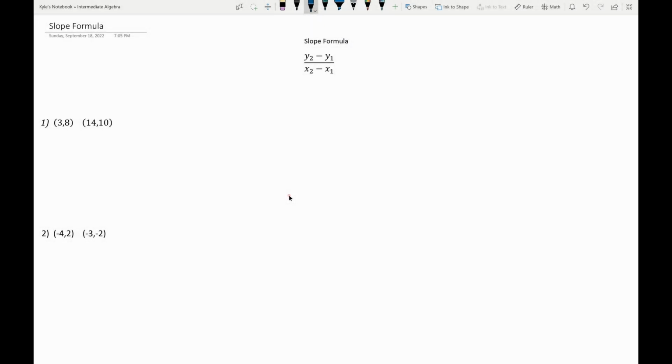Trying to make this quick, pretty simple and straightforward. So let's just get to it. The first thing I like to do is identify my 1 and 2 coordinates. So right here I'm going to call this 1 and this other one is going to be 2.